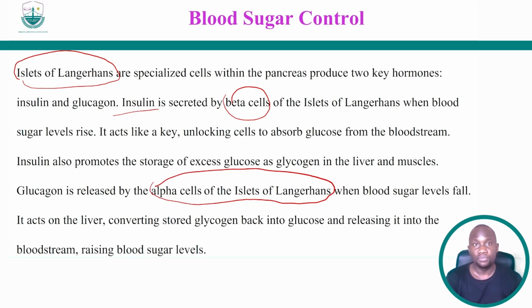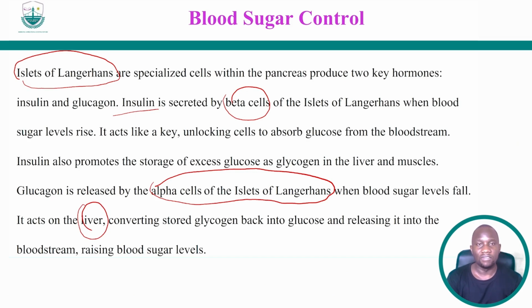Okay, so what are the effectors? What basically implements the instructions by insulin or glucagon, or where does the insulin and glucagon act? The answer is actually the liver. So the liver is another very important organ in terms of regulation of glucose.